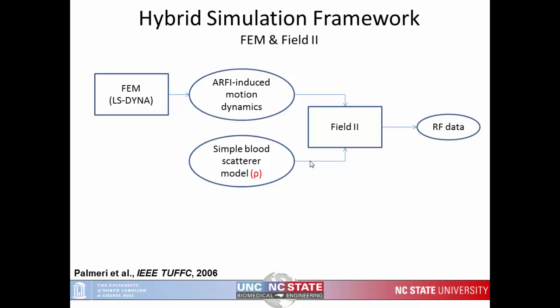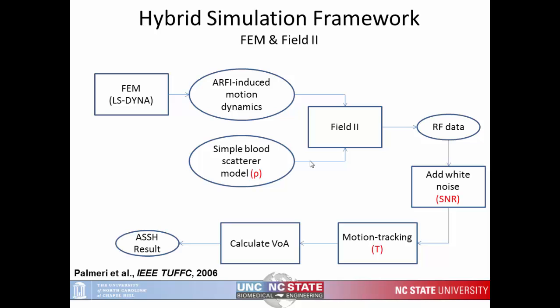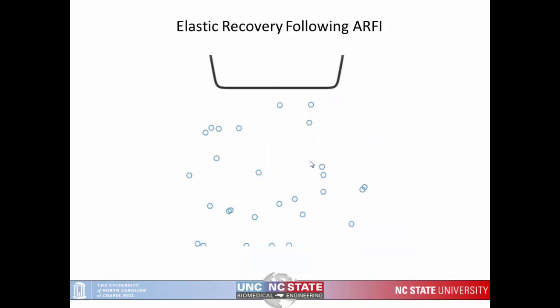From Field II, we can get our RF data. From the RF data, we can add white noise to simulate SNR. We obviously have to motion track, so here we can manipulate our motion tracking parameters. We calculate VOA from our motion profiles, and we can get our simulated ASH result.